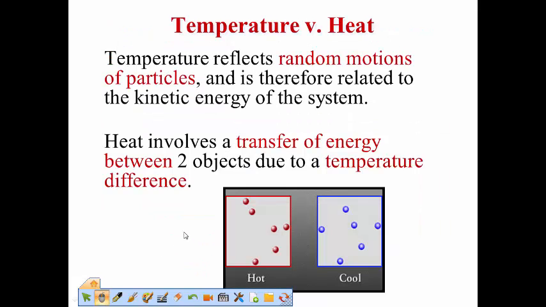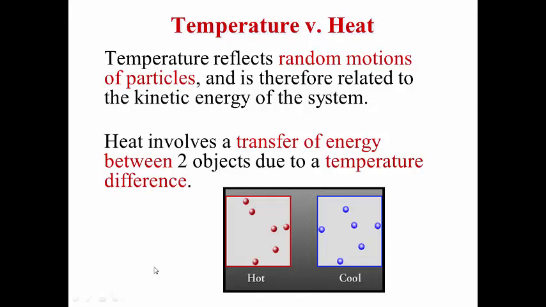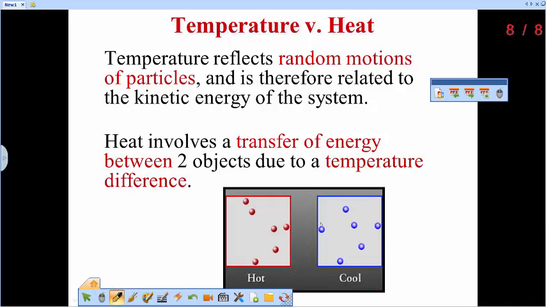Temperature reflects only the random motion of particles, so it's related to kinetic energy. Heat involves a transfer of this energy between two objects due to a temperature difference. If you have two objects at different temperatures and you bring them into contact where that thermal energy can be transferred, the energy will transfer from the higher kinetic energy to the lower, and this transfer will go back and forth until they reach the same temperature, which means the speed or motion of those particles would be equivalent. They would be at the same temperature.